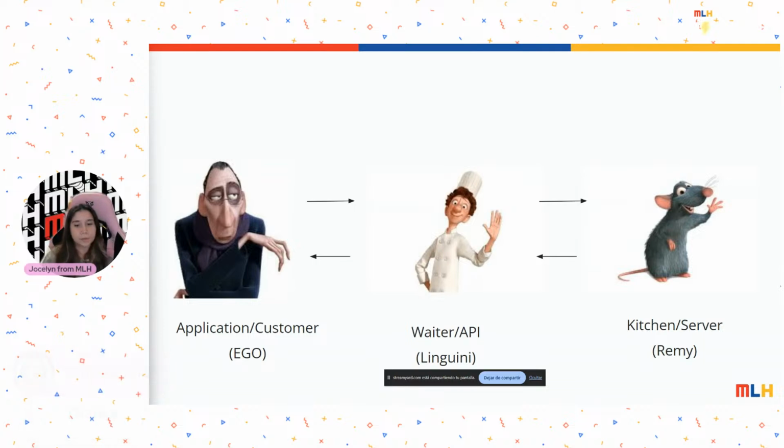And yeah, no worries. So I think we're clear with the example over here that our API is Linguini, a waiter that communicates both with our customer and the kitchen. So it's a two-way communication process where the API can connect with both customer and kitchen, which means all three parts can communicate with each other.